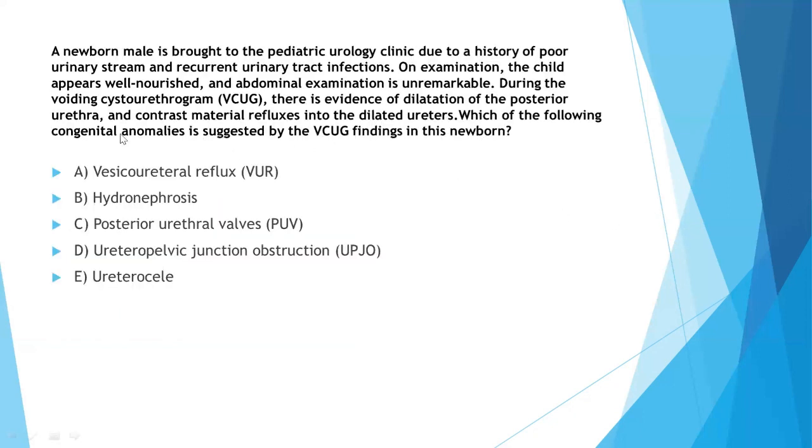Now, which of the following congenital anomalies is suggested by the VCUG findings in this patient? A newborn male is brought to the pediatric urology clinic due to a history of poor urinary stream and recurrent urinary tract infections. On examination, the child appears well nourished and abdominal examination is unremarkable. During the voiding cystourethrogram, there is evidence of dilatation of the posterior urethra and contrast material reflux into the dilated ureter. Which of the following congenital anomalies is suggested by the VCUG findings in this newborn? Vesicoureteral reflux, hydronephrosis, posterior urethral valve, ureteropelvic junction obstruction, or ureterocele.